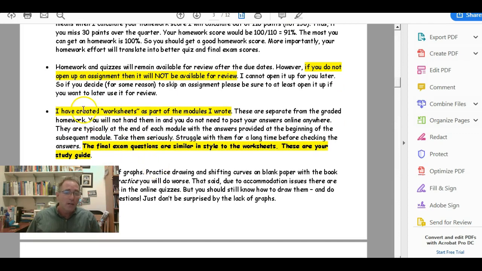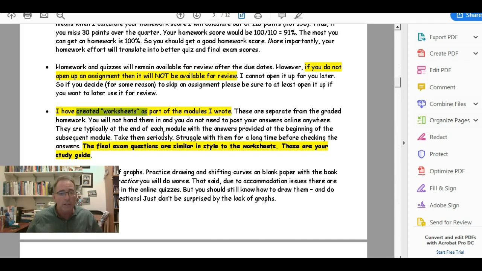Okay. I've also created a bunch of worksheets in the module. So I've written modules for every chapter, and typically at the end of that I have a worksheet. All right? You do not have to hand that in. And the answers are provided in the next module or later on. And again, the thing about those is that it is your study guide for the final. The final exam questions look very similar to those. So if you understand those worksheets, you should do pretty well on the final. All right? Don't memorize the answers because they're not the same questions, but they're similar.